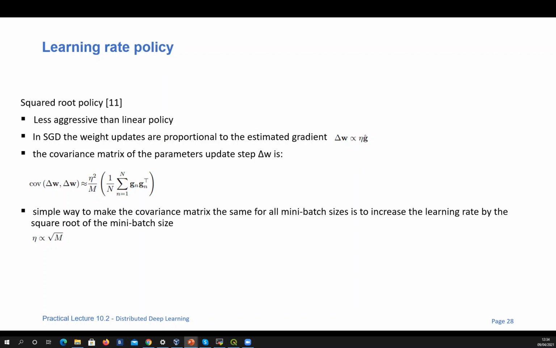Another one, which is less aggressive, is not computing the learning rate linearly, but rather using the square root of the number of devices, or anyway of the size of the batch. They showed this mathematically in some papers, that it makes sense to do so to keep the covariance matrix similar, using again one leap with a bigger learning rate compared to multiple leaps with a smaller learning rate.